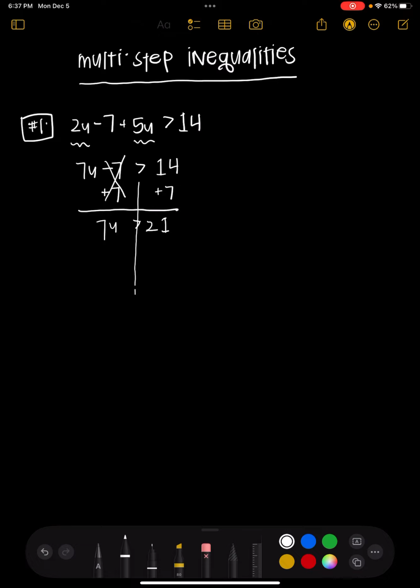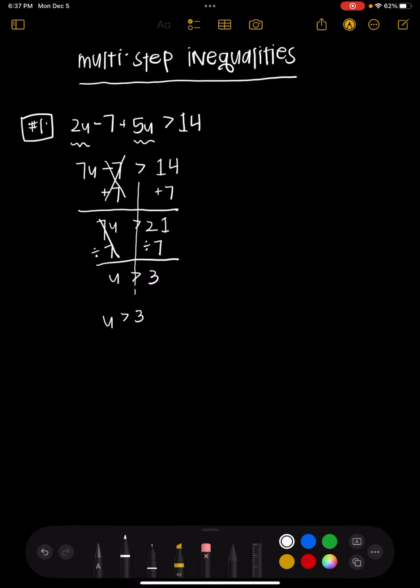Now what we're going to do is get rid of the 7 in front of the u. Right now the 7 is multiplying the u, so to get rid of it, we're going to divide each side by 7. The 7's on the left side cancel each other out, and we're just left with u, which is what we wanted. Then 21 divided by 7 is 3. And once again, because we didn't divide or multiply by a negative number, the inequality sign stays the same. So my answer is u is greater than 3.